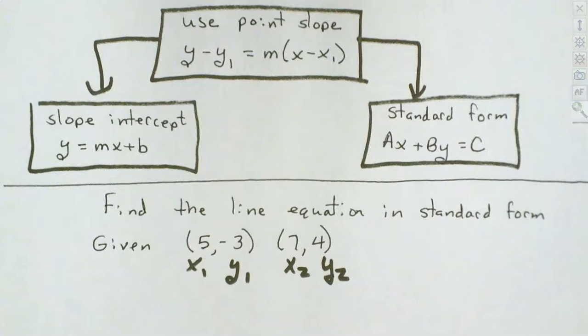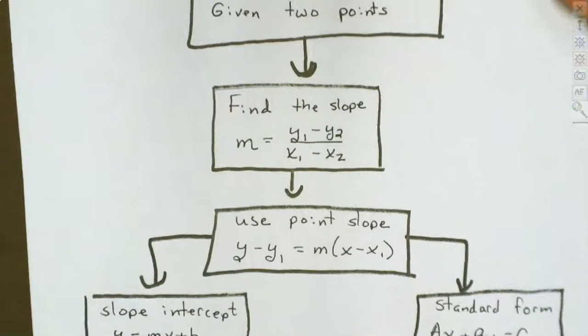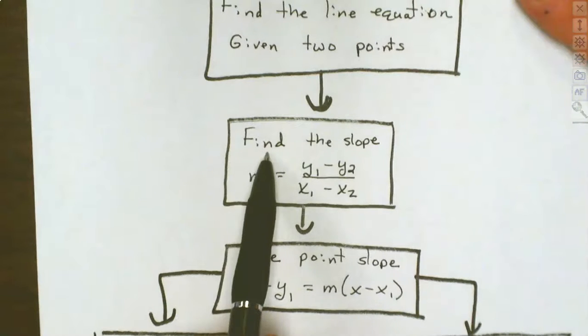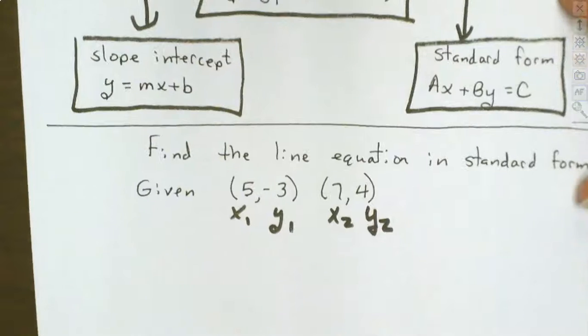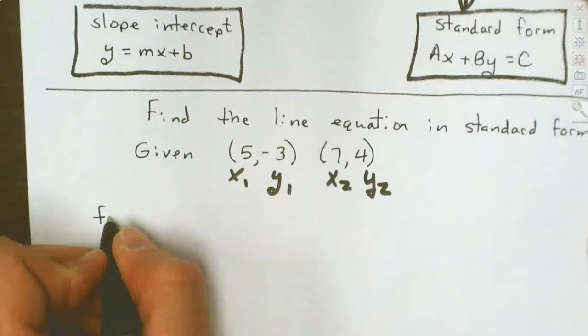Is everyone with me so far? So we've got our 2 points laid out. We labeled them. Now, what does our formula say to do? Let's go back up and look if we need to. Our formula says we've got 2 points. So what do we do first? Find our slope. So let's do that. So we've got our points laid out and labeled. We're going to find the slope next.